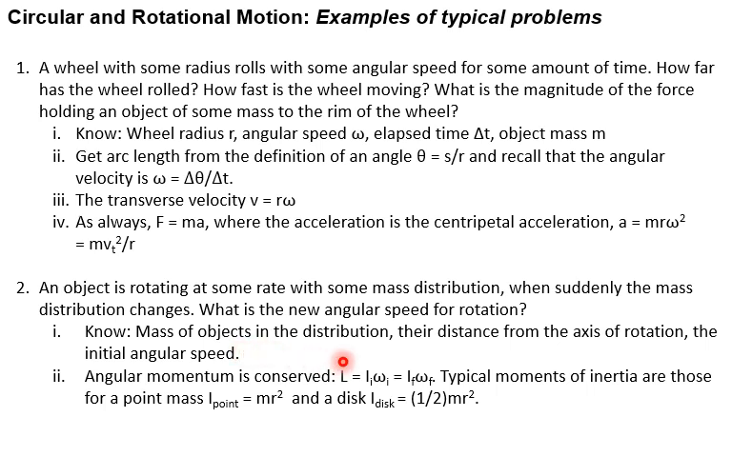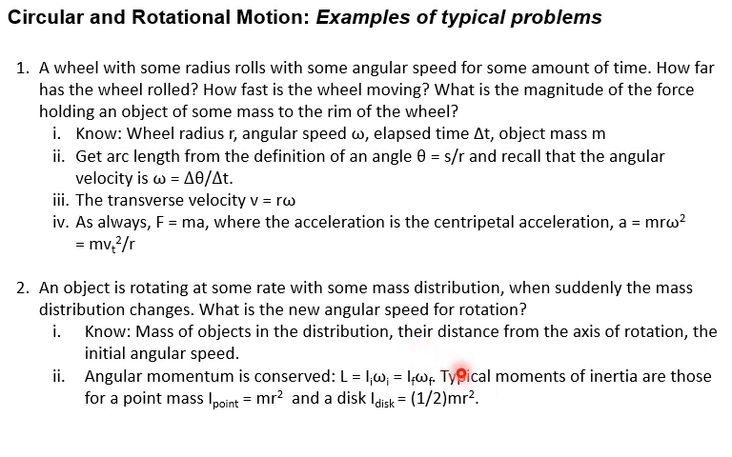L is I omega, so the total angular momentum is constant. And therefore, the initial moment of inertia times the initial angular velocity is equal to the final moment of inertia times the final angular velocity.